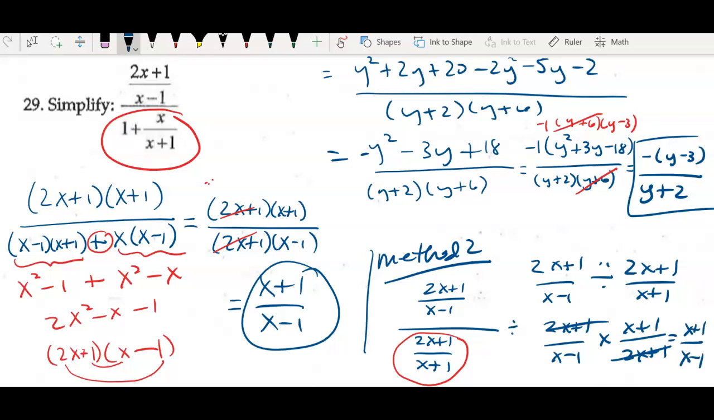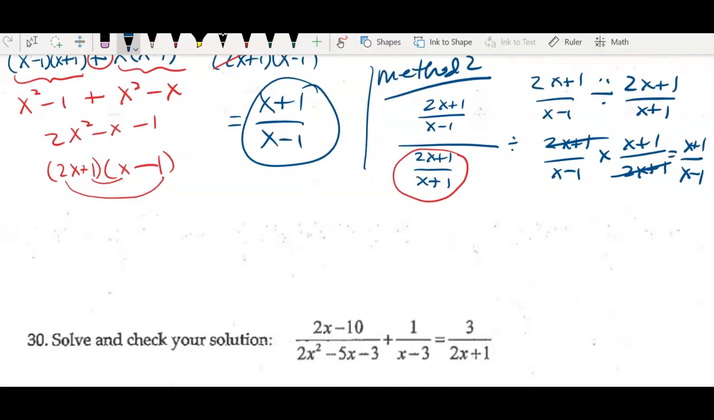So there's different methods of doing that particular problem. It depends on how it's originally set up. This one was probably easier to do method 2, but some of them it's much easier to do method 1.